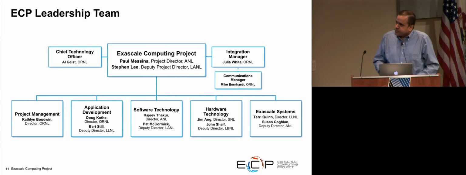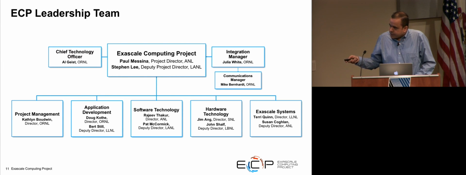So this shows the leadership team. Paul Messina is the project director, and he's at Argonne. Stephen Lee is the deputy director, and he's at Los Alamos. Stephen was a division leader for their computing division for many years, probably 15 years or so, before he's now full-time in the ECP project. In the 4 focus areas, applications is led by Doug Kothe at Oak Ridge, and the deputy is Bert Still at Livermore. Software, I'm the lead, and Pat McCormick is the deputy at Los Alamos. In hardware, Jim Ang leads the hardware area, and he's from Sandia.